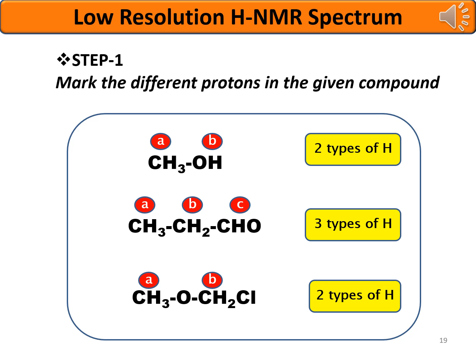Here we have 2 types of proton. Second one, CH3CH2CHO. Here we have 3 types of proton: one for CH3, another for CH2, and a third one for CHO. And the last one, CH3OCH2Cl. Here we have 2 types of proton, one for CH3, another for CH2.